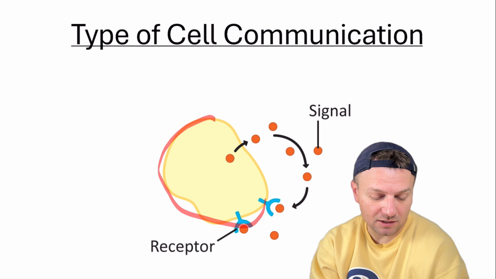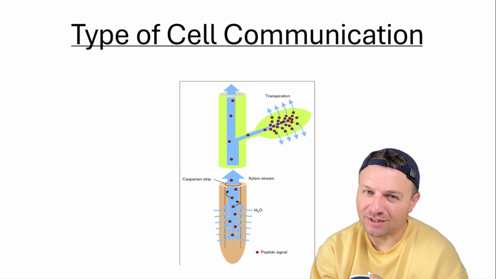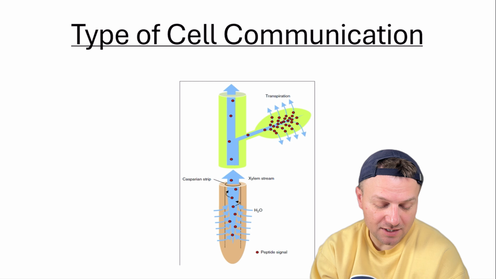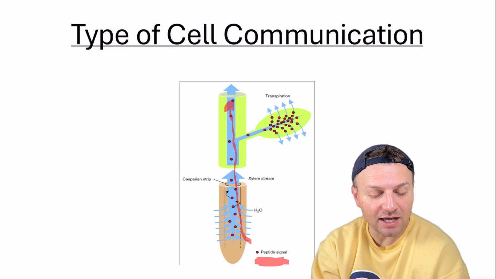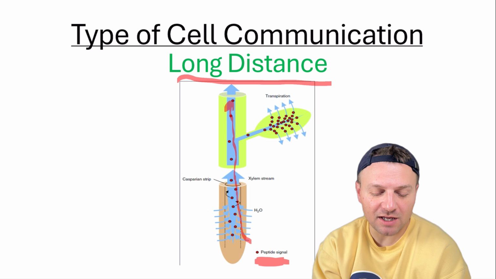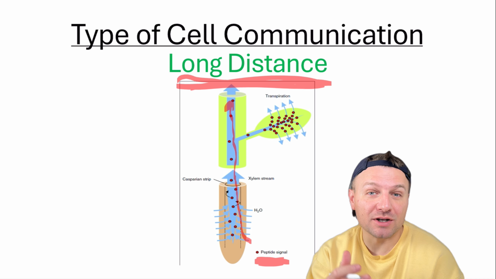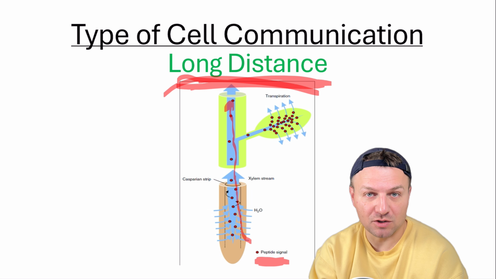Again, here's our cell. Here's the signal molecule being produced. It's coming back to itself. This is called autocrine. Here's our last one, and this is the tricky one. You can see that these signaling molecules, these signaling peptides, are going through the xylem of a plant, and they're traveling a long distance. I'm not sure if I would call this endocrine, but this is definitely a longer distance endocrine type of cell communication. So this is a long distance communication style.